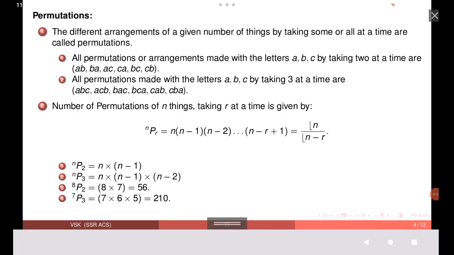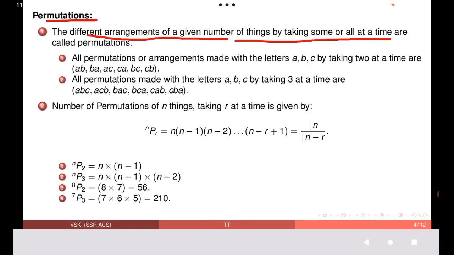Now let us see what is meant by permutation. Permutation: the different arrangements of a given number of things by taking some or all at a time are called permutations. Suppose you are given 3 items and you have to take 2 out of them and arrange them, then what will be the number of arrangements? That is called the permutation. So let us see this by example.